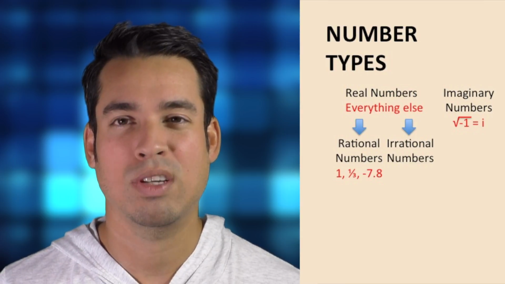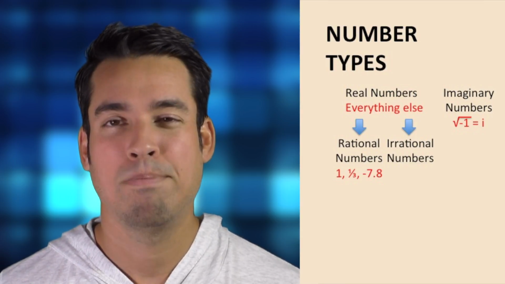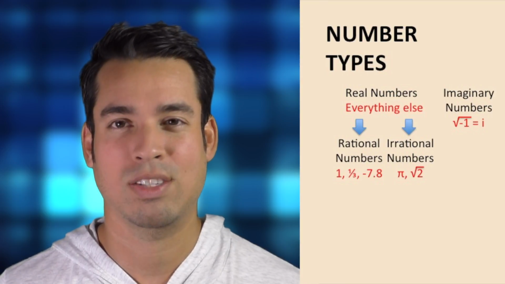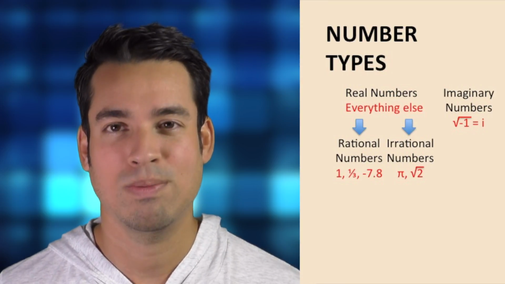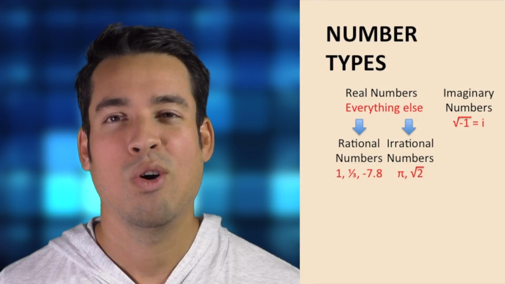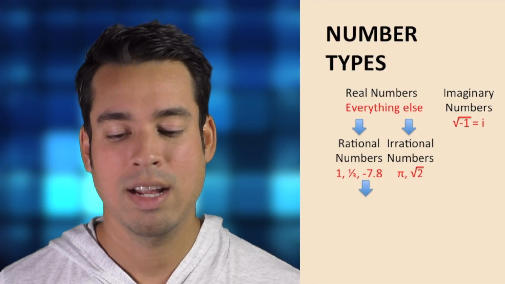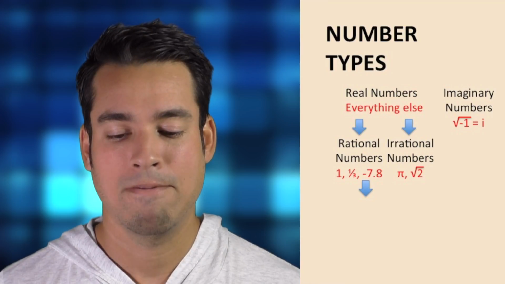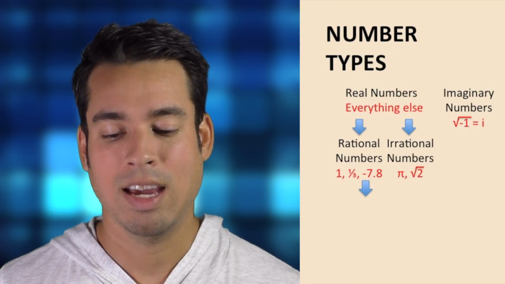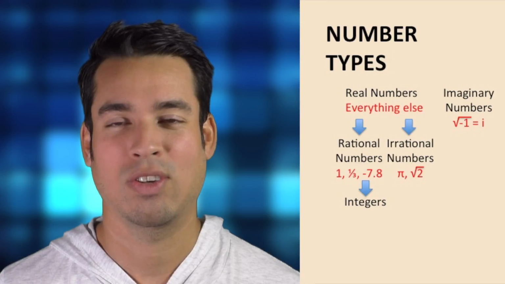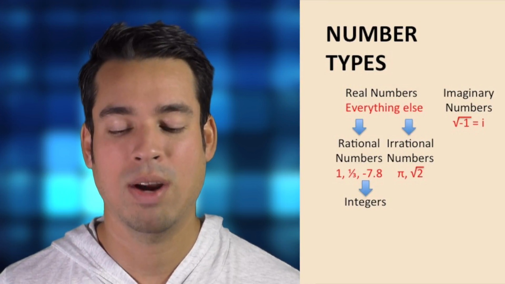So what are some examples of irrational numbers? Well, we have pi. That can't be represented as a fraction. It goes on and on and on forever for the decimals. They don't terminate. Also the square root of 2, same thing. It is irrational. All right, now let's break rational numbers down farther. So the next category we can say are integers. Integers are a subcategory of rational numbers.